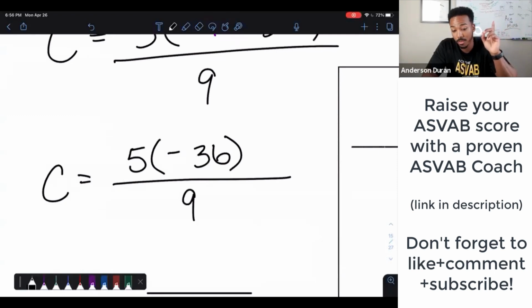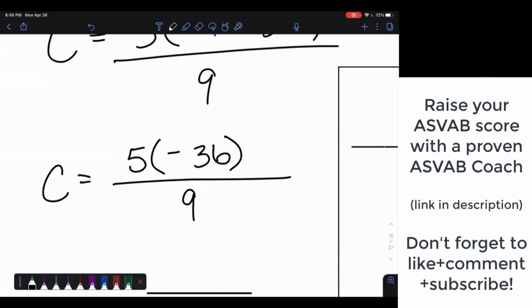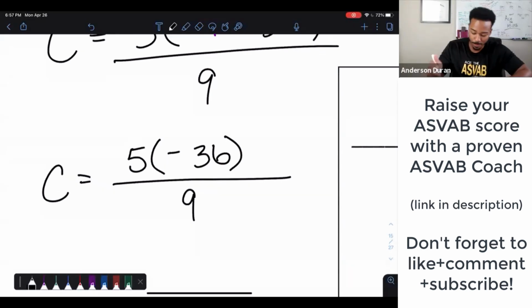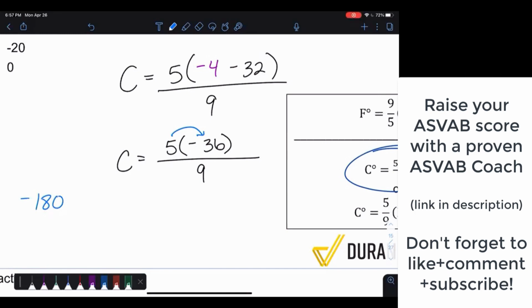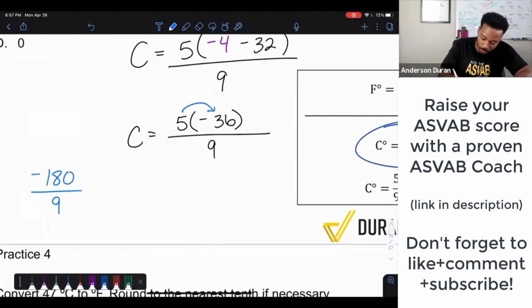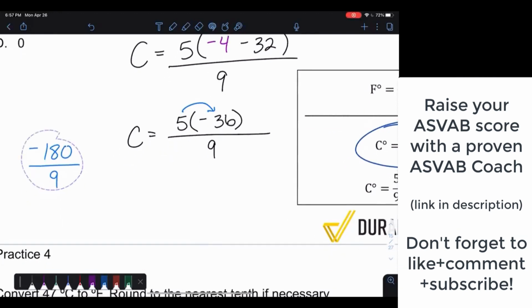But who here reduced first? Who here divided by the 9 first? There you go. I see y'all. Right on. So I'm going to do it both ways to show you. The first way, if you just multiplied, you would have gotten -180, correct? Yes. And then we would divide that by 9. So what's -180 divided by 9, everybody? -20.